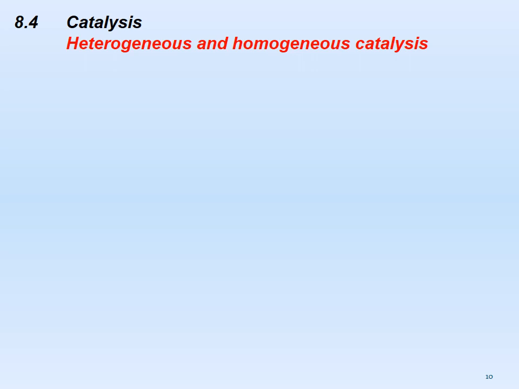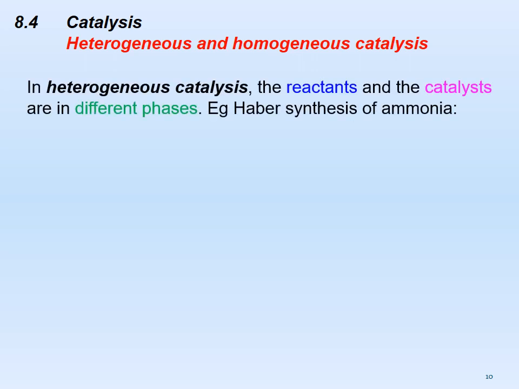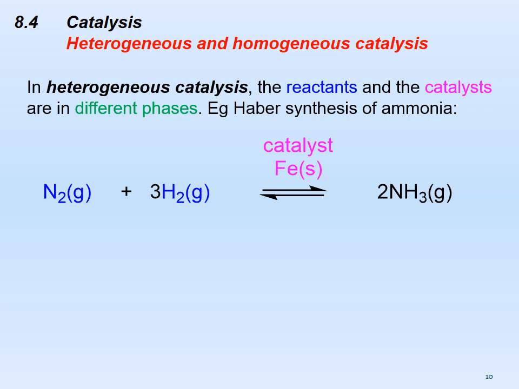Heterogeneous and homogeneous catalysis. The prefix hetero means different. In heterogeneous catalysis, the reactants and catalysts are in different phases. For example, in Haber synthesis of ammonia, which is used as a fertilizer, the catalyst iron is in solid phase, while the reactants are in gaseous phase. That is, the catalyst and reactants are in different phases.